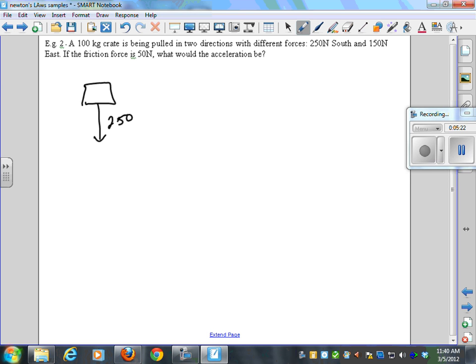250 newtons south, 150 newtons east is going to be like this, right? If there was no friction at all, which way would it go? Southeast, something like this, right? Now, if there's friction, which way is the friction going to be? Exactly opposite that. That's going to be my friction force, my 50 newtons.